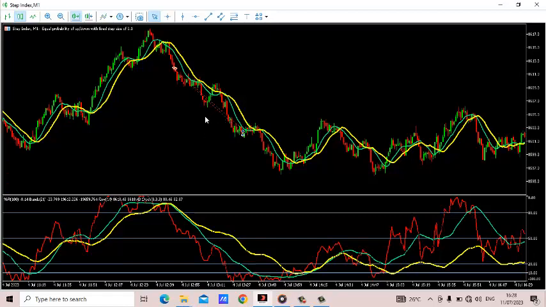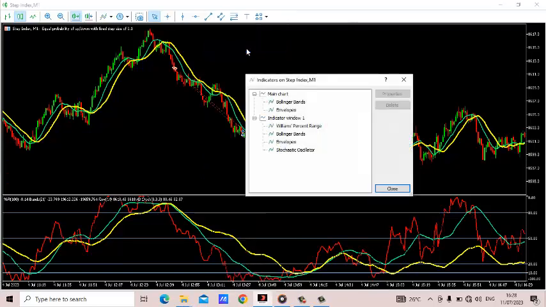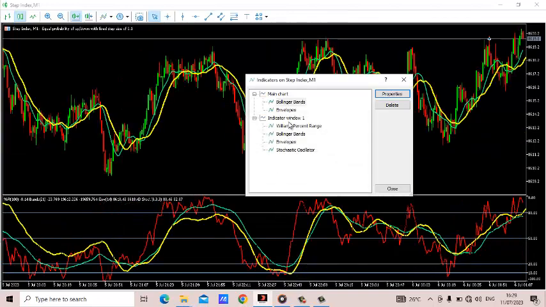So what are the settings? What settings do we have here? On our main window, we have our Bollinger Band. The period is 10. The shift is 0. The deviation is 1619.000. Apply to weighted close HLC4. Style is spring green. You can choose whatever color suits you.